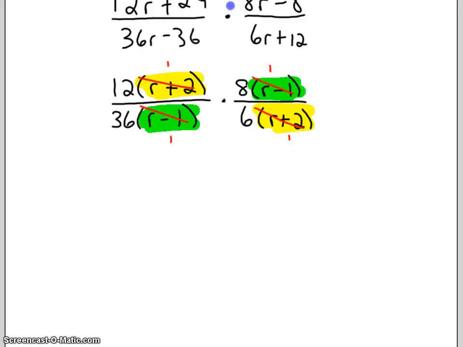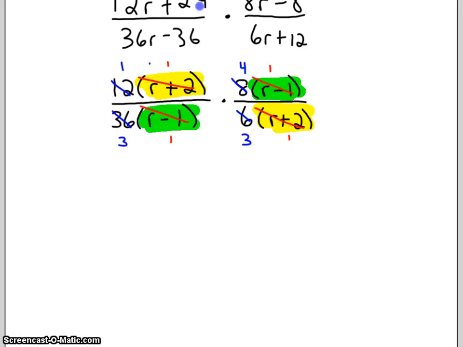So now let's look at what we can do with the 12 and the 36. It looks like 12 and 36 have a common factor of 12. So 12 divided by 12 is 1, and 36 divided by 12 is 3. Now over here, the 8 and the 6 have a common factor of 2. 8 divided by 2 is 4, and 6 divided by 2 is 3.